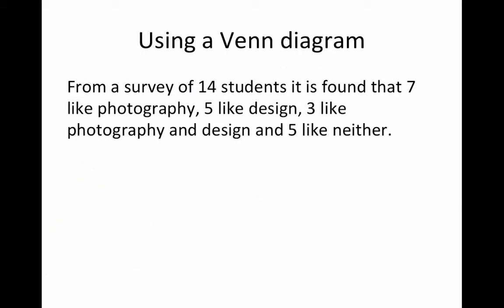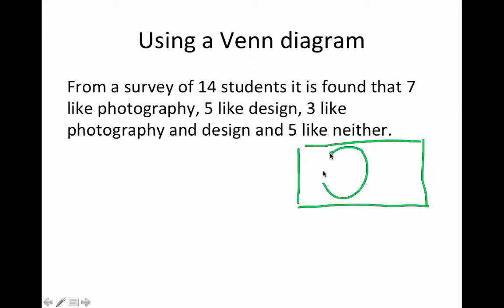Okay, so using a Venn diagram. In this problem, we have a survey of 14 students, and we found that 7 like photography, 5 like design, 3 like photography and design, and 5 like neither. So the first thing I'll do is draw a Venn diagram of this information. So we have our little rectangle to represent our universal set, and we're going to have two circles that intersect because we have photography and we have design, and then some like both.